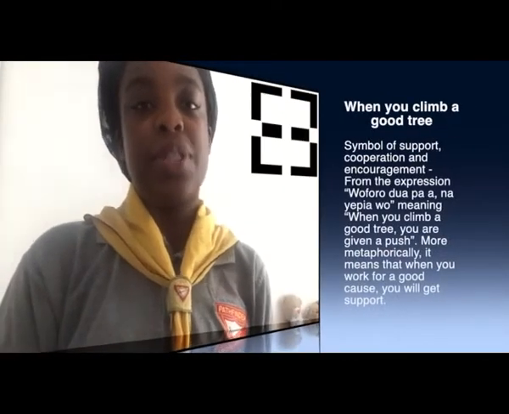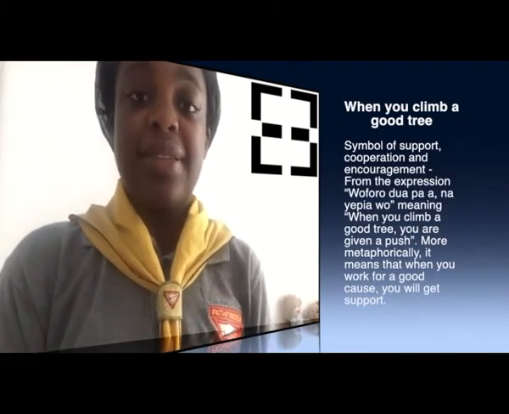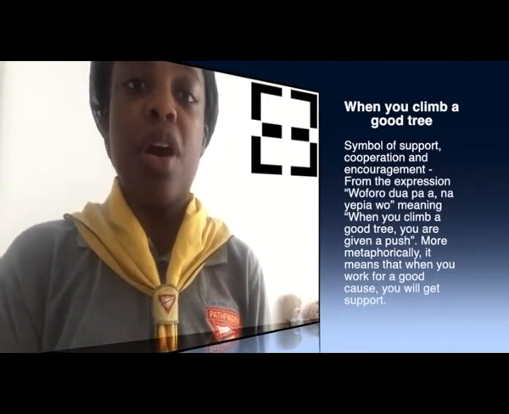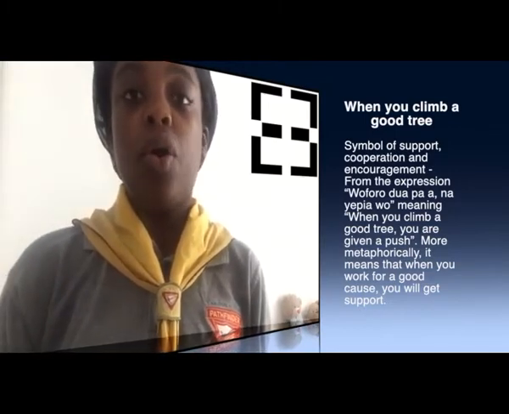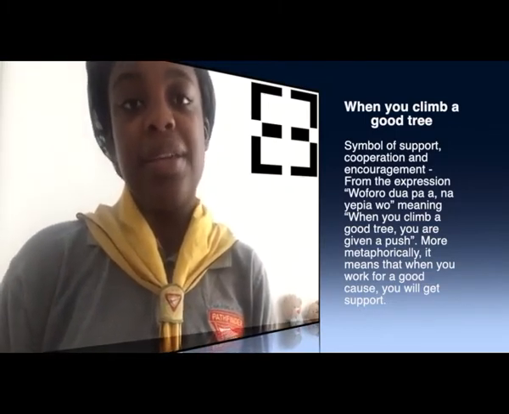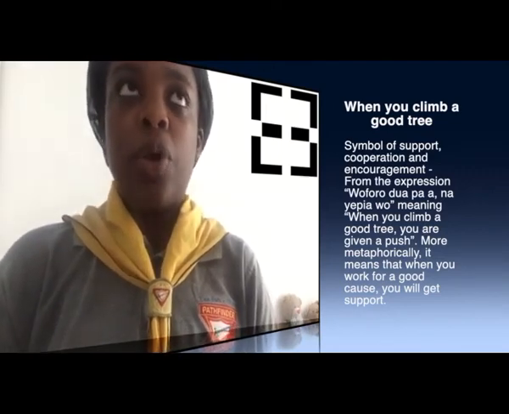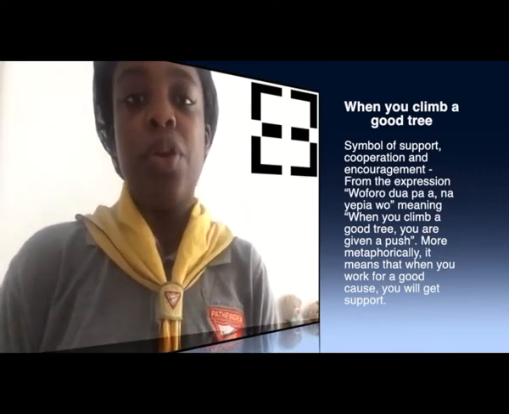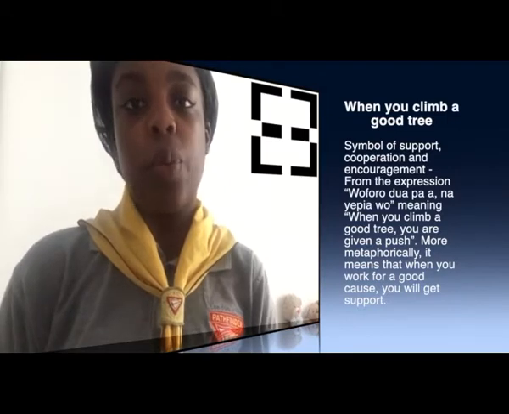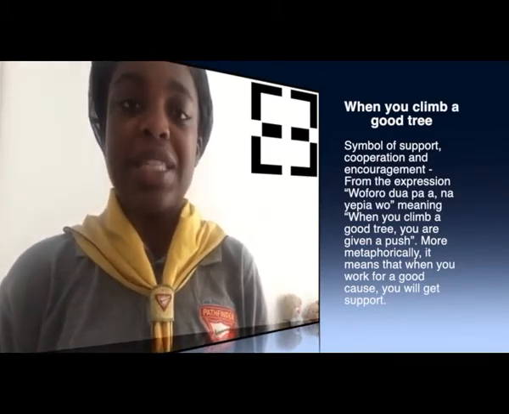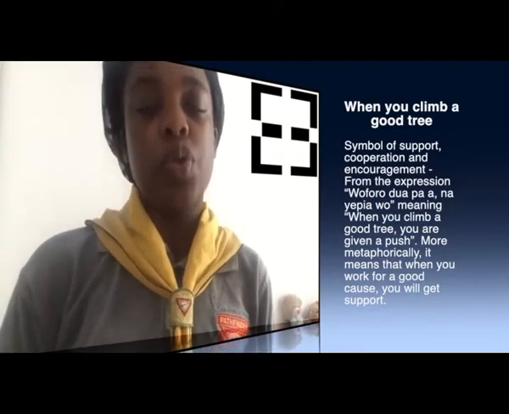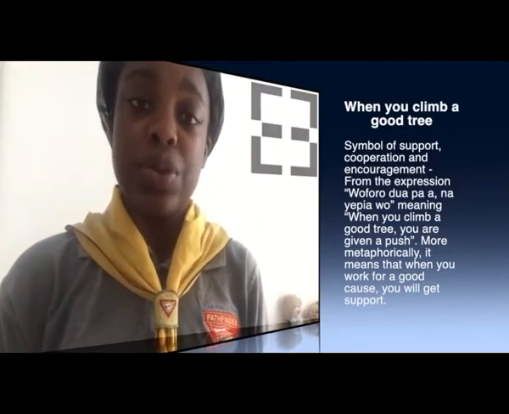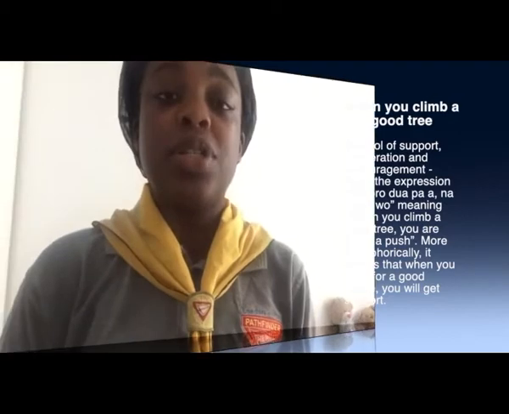The one who climbs a good tree. This symbol represents cooperation and encouragement. It comes from the Ghanaian proverb or saying which goes Dia ofro diapa nya ye piano, which literally means the one who climbs a good tree, we push them. And what that means metaphorically is the one who is going after a good cause and doing something that is good, we help them and we support them.